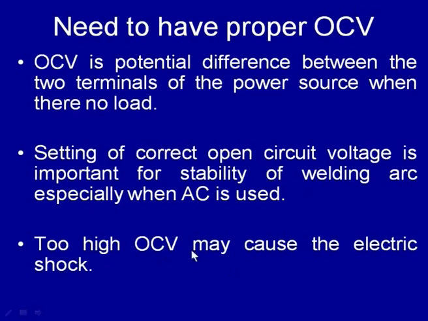When AC current is used, the magnitude and the direction continuously change during the welding, and under these conditions the arc will have a tendency to get extinguished if a high open circuit voltage is not used. But too high an open circuit voltage, like 100 volts, may have a tendency to give an electric shock while working. So, it is not desirable to use too high an open circuit voltage, but the setting of the optimum open circuit voltage is important for stabilizing the arc and to initiate it easily during the welding.